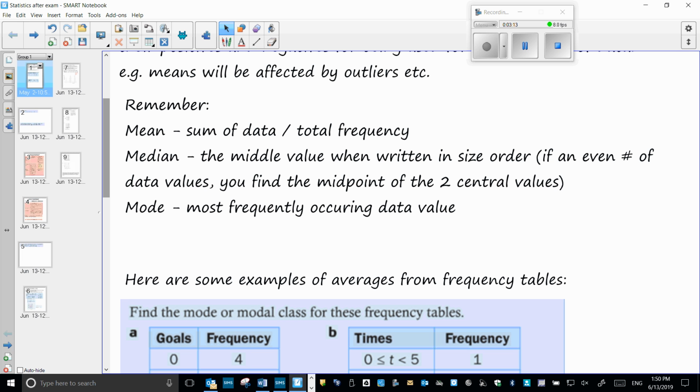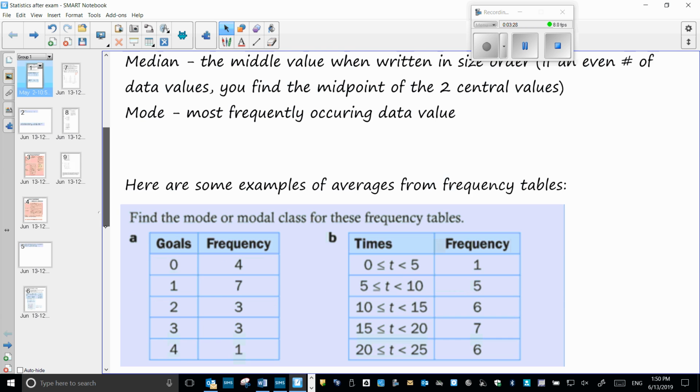The median sounds like medium, which tends to be the middle size when you're looking at sizes, small, medium, large. So median is the middle value. And mode sounds like most, which is most frequent. How you remember them, I don't have any preference.